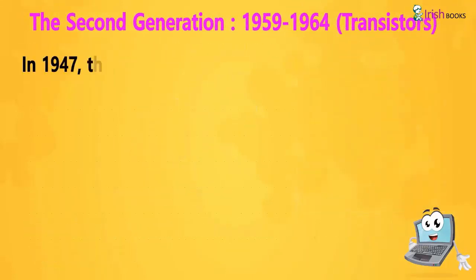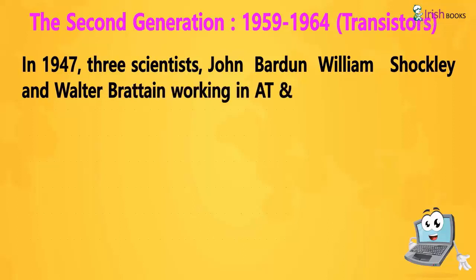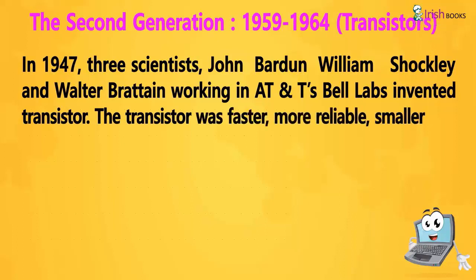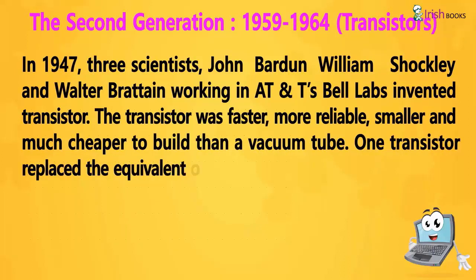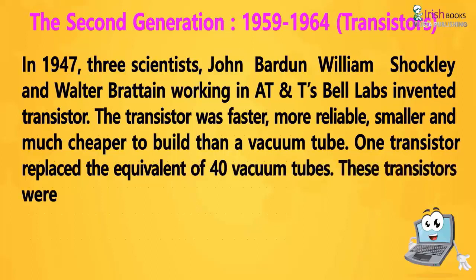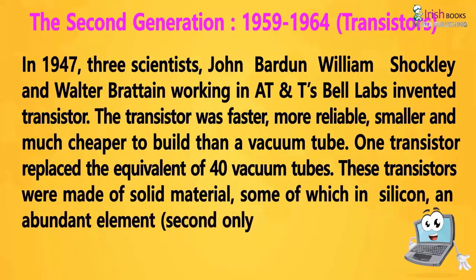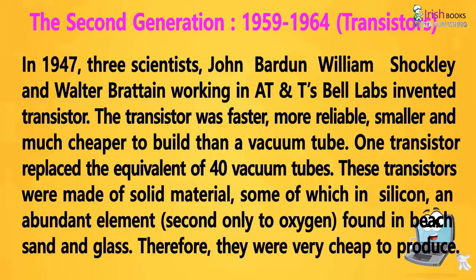The second generation, 1959 to 1964: transistors. In 1947, three scientists, John Bardeen, William Shockley, and Walter Brattain, working in AT&T's Bell Labs, invented the transistor. The transistor was faster, more reliable, smaller, and much cheaper to build than a vacuum tube. One transistor replaced the equivalent of 40 vacuum tubes. These transistors were made of solid material, some of which is silicon, an abundant element second only to oxygen, found in beach sand and glass. Therefore, they were very cheap to produce.